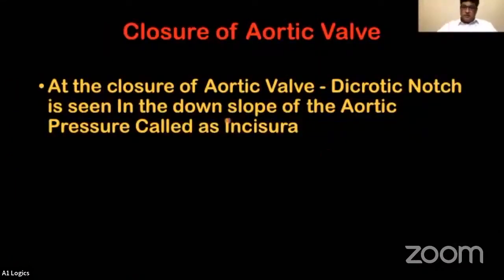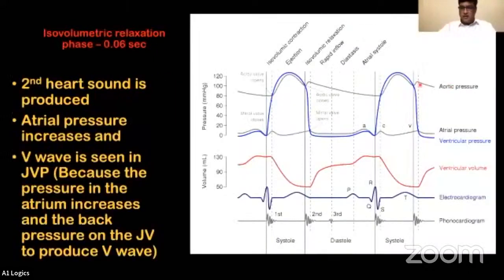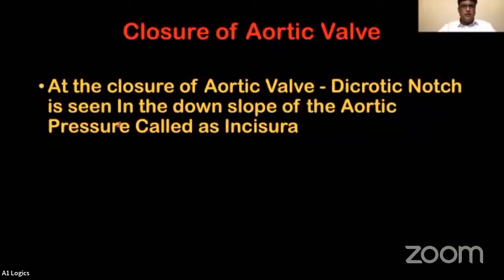So there is something called incisura. What is incisura? At the closure of the aortic valve, you see a dicrotic notch. This is the dicrotic notch, in the downslope of the aortic pressure, which is called incisura.